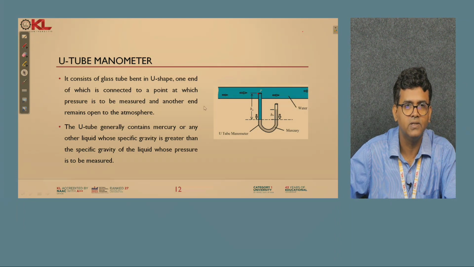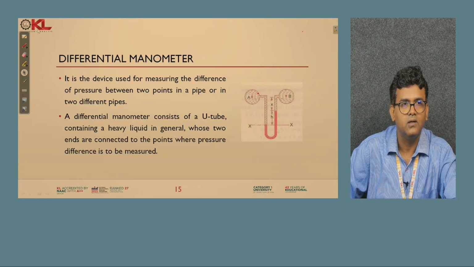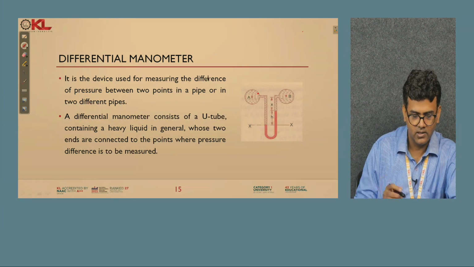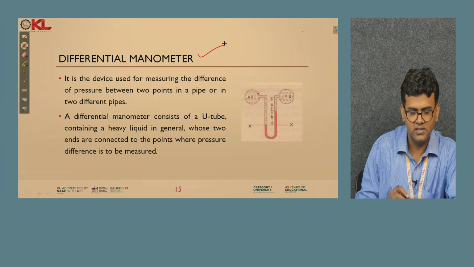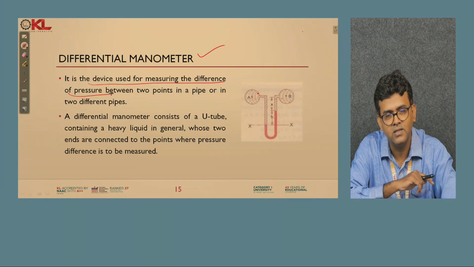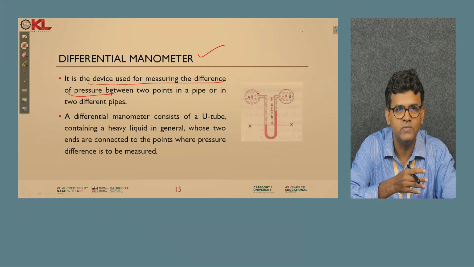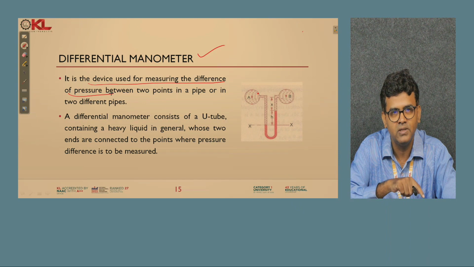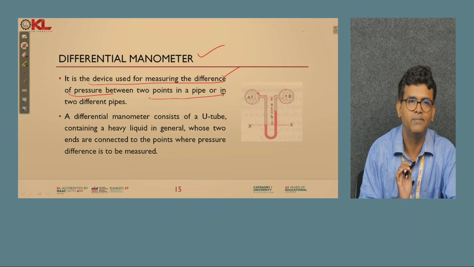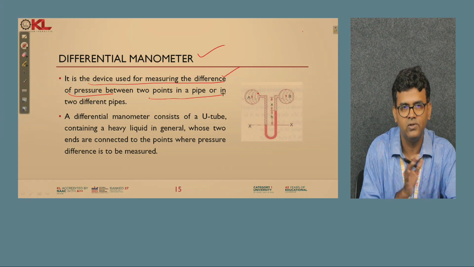Now we are moving to the next one, the differential manometer. This is an important one. What is the difference between these two, you will see. The differential manometer is a device used for measuring the difference of pressure. Simple manometers are used to measure the pressure, but differential manometers measure the difference of pressure between two points in a pipe or in two different pipes. In a single pipe two points may be there, or two different pipes may be there.